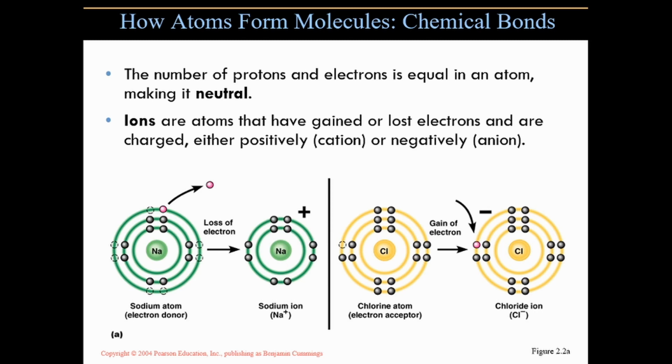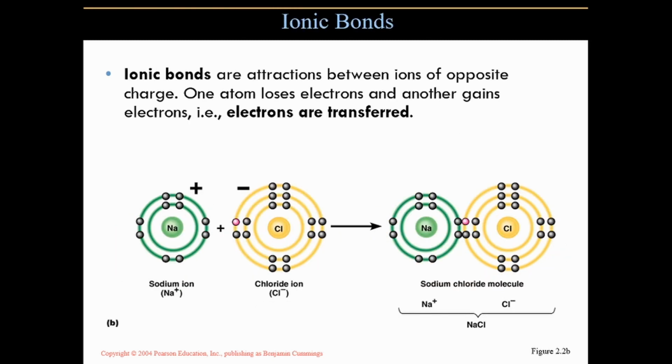So in the classic example of sodium and chlorine, sodium loses an electron, becoming a cation, so it becomes positively charged because it has 1 more proton than it has electrons. Chlorine becomes an anion because it picks up the electron from sodium, and now it has 1 more electron than it has protons, so it becomes a negatively charged ion. Ionic bonds are attractions between ions of opposite charge. One atom loses an electron, another gains, so electrons are transferred. One leaves sodium and is picked up by chlorine.